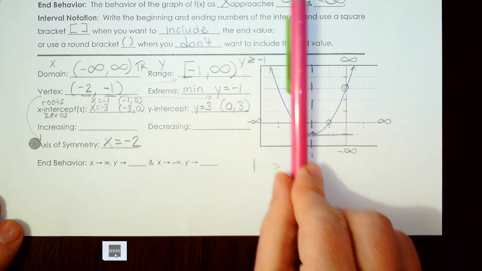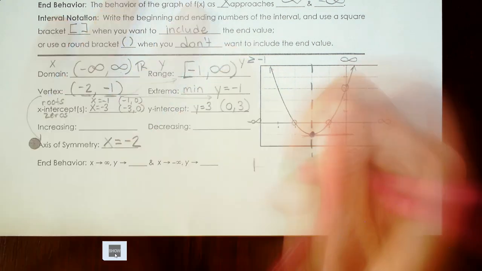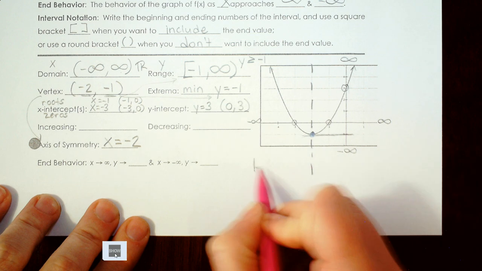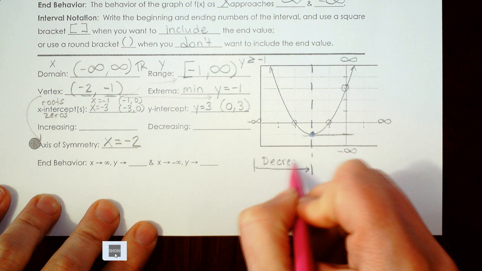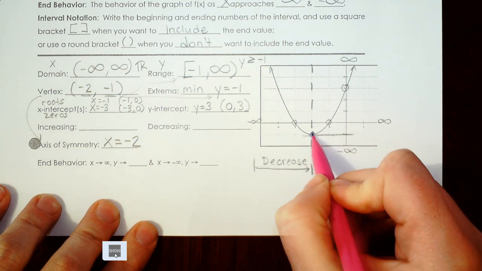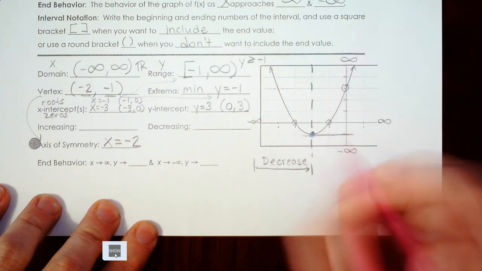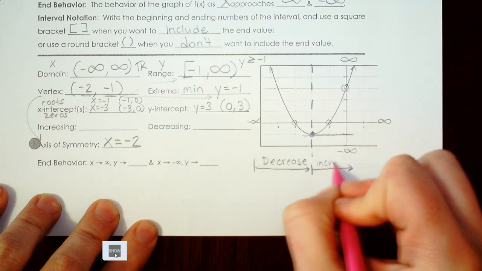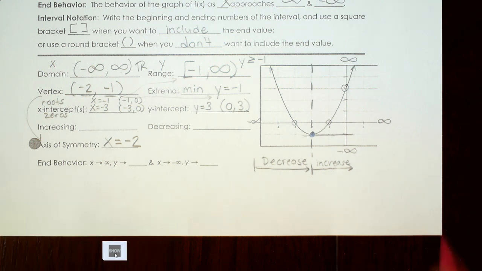My graph is going down, right? It's decreasing. So starting at my left point and all the way up until here, my graph is decreasing. And then it changes direction at my vertex. And now here on this side, it's going up. So from here over, it's increasing. Now we just have to figure out how to say that.